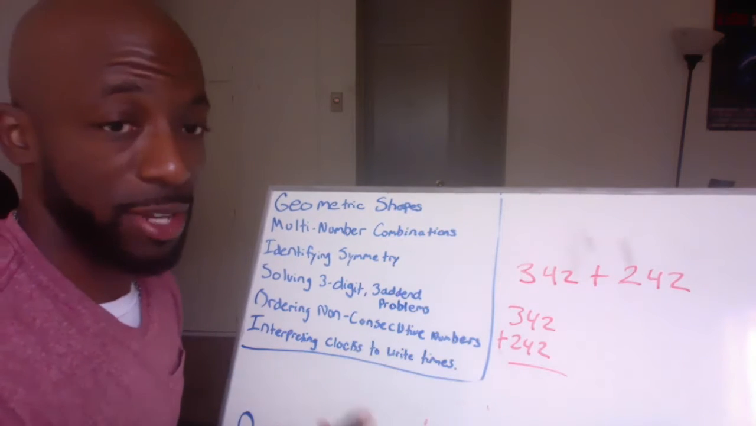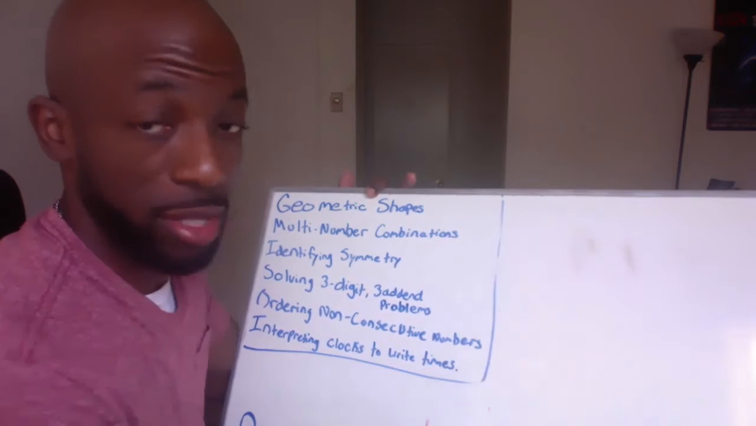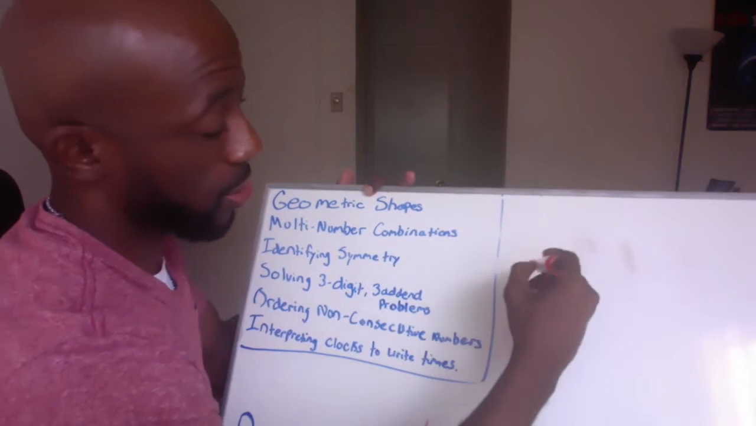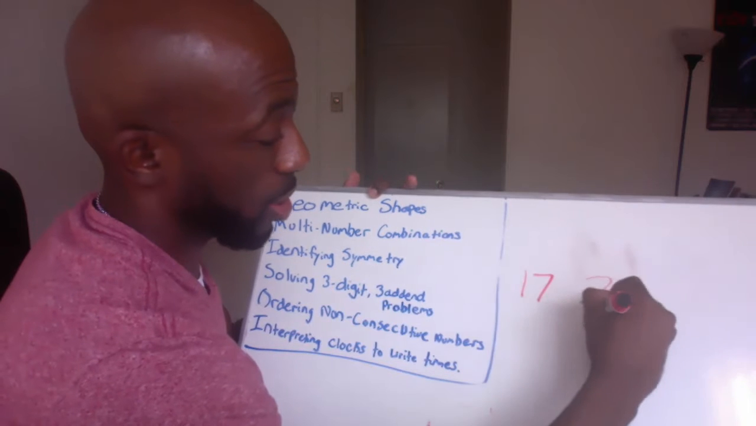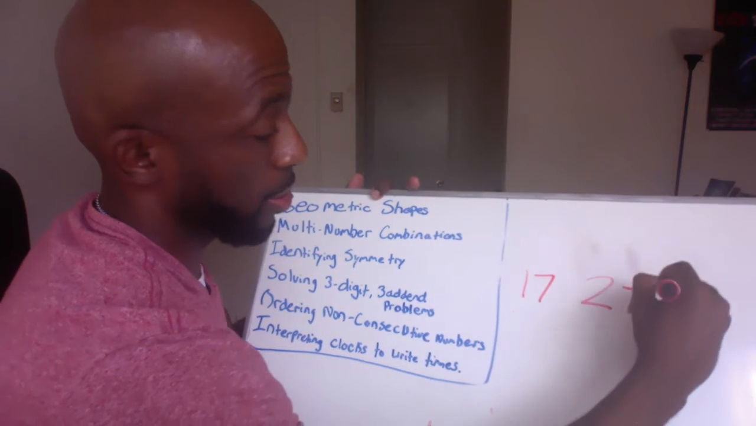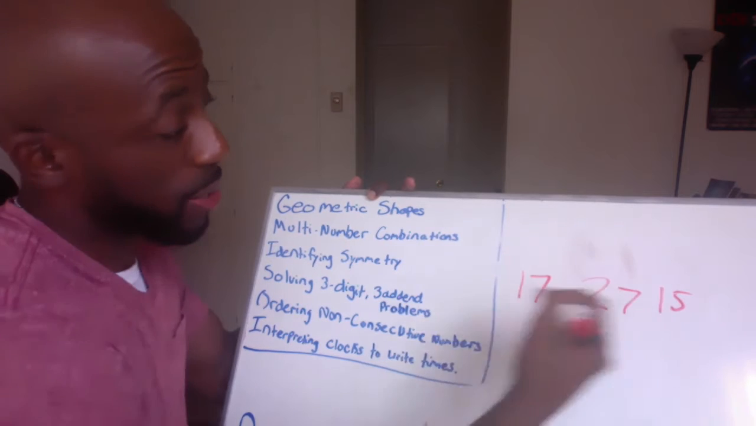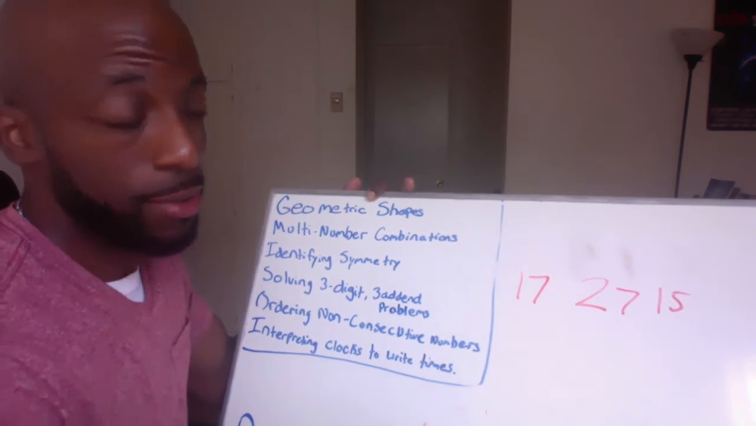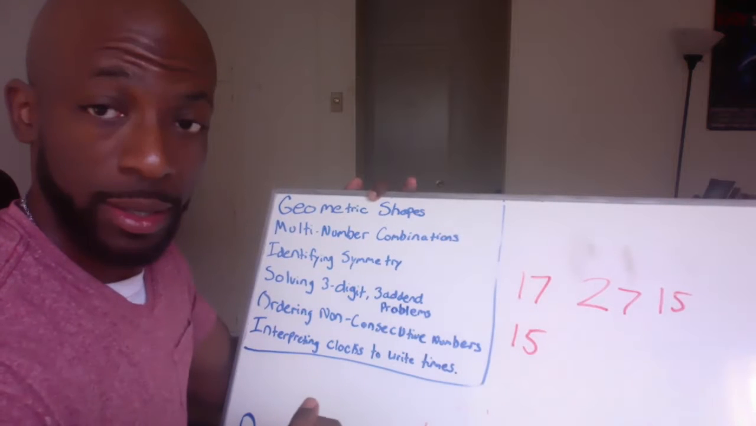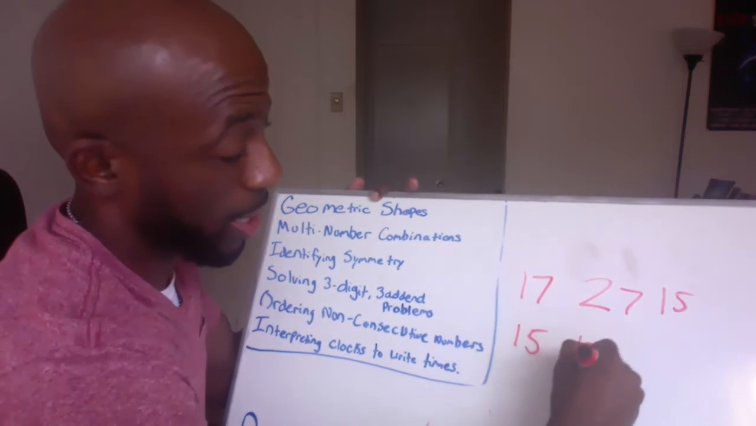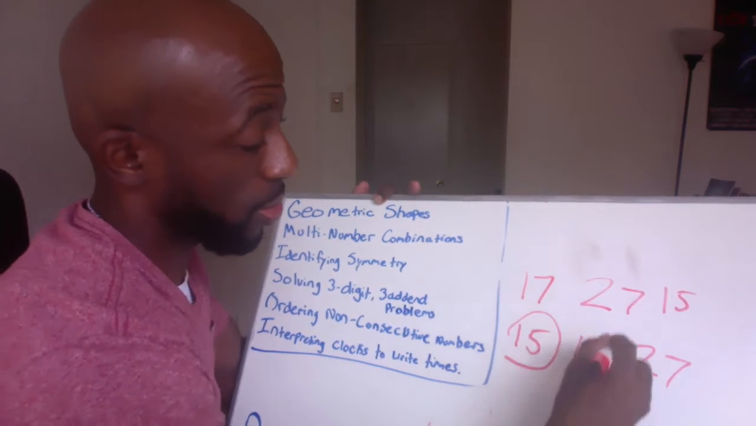Ordering non-consecutive numbers. What that looks like is if you have a number here and it says put them from least to greatest. So let's say we have 17, 27, 15. You have to put these from least to greatest. They're not in order. So which is the least? 15. Which is the middle number, the number in between? 17. Okay. And then the number at the end is obviously going to be 27. That is how you're going to do all of that there.